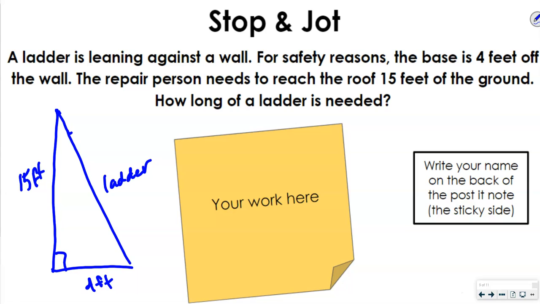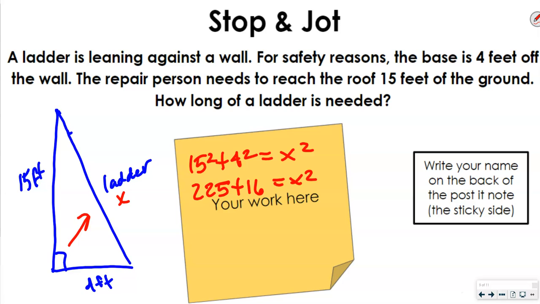And this would be a right angle again. So once again, what is C? It's this. We're going to call this X. So we're going to do 15 squared plus 4 squared, and that's going to be equal to our X squared. This is 225 plus 16. That's equal to X squared. So that is, I think, 241. 241 is equal to x squared.